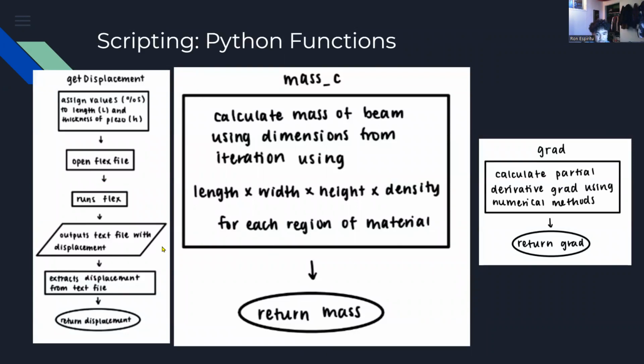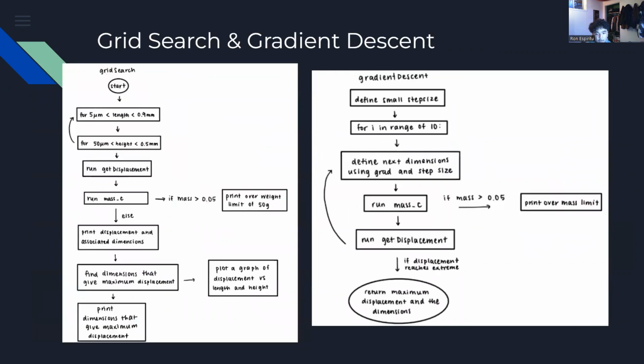We use the get_displacement function to find the max displacement after a Flex iteration, the mass_c function, which finds the mass of a system given the materials and its size, and the grad function, which finds the gradient using numerical methods. From here, grid search and gradient descent were performed to find the ideal dimensions. It was discovered that the ideal length of the cantilever is 0.9 millimeters, and the ideal thickness is 0.05 millimeters, both values at the extremes of their respective ranges.